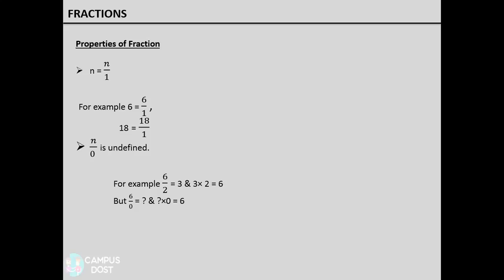Here's why. If we think of fractions as representing division, then dividing by 0 is the same as asking how many times 0 will divide into the numerator. And as you can see, this is impossible to compute.